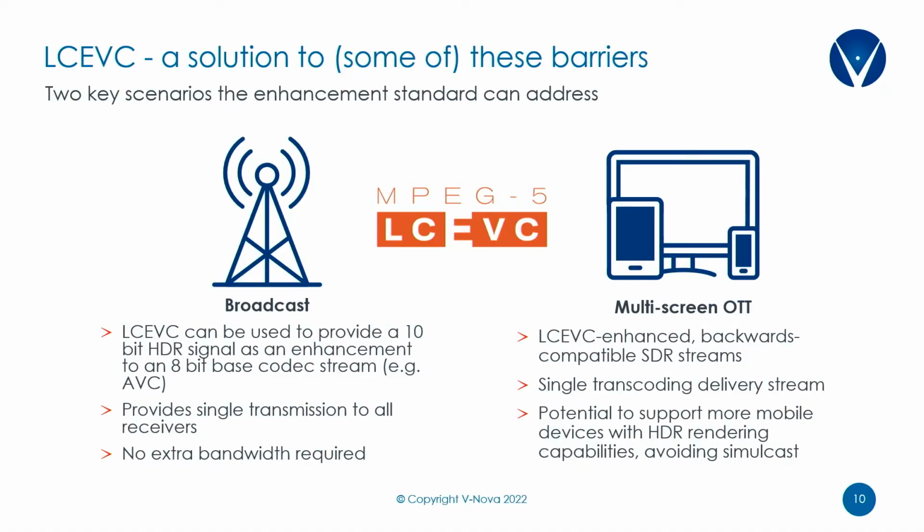So two key scenarios where LCEVC can certainly help with HDR. The first really big one is in broadcast. By definition, with LCEVC enhancing an 8-bit base codec, AVC, with a 10-bit HDR enhancement layer, you get a single delivery format that can go to any receiver. Receivers that haven't been enabled with LCEVC decoding would still take the SDR 8-bit base and decode it as they always have done. And any new set-top box, for example, or any receiver with LCEVC can decode the full HDR signal. And because of the compression benefits as well, you wouldn't need any extra bandwidth beyond what's already deployed for the channel.